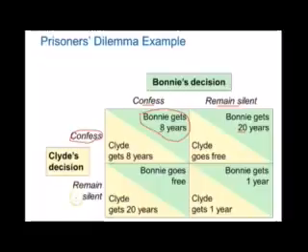Now what happens when Clyde remains silent? Let's say Clyde remains silent. Now what should Bonnie do? Well, if Bonnie remains silent, Bonnie gets 1 year. But if Bonnie confesses, Bonnie goes free, which is much better than spending 1 year in prison. So if Clyde remains silent, then Bonnie actually goes free. So no matter what Clyde does, whether Clyde confesses or remains silent, it's best for Bonnie to confess.